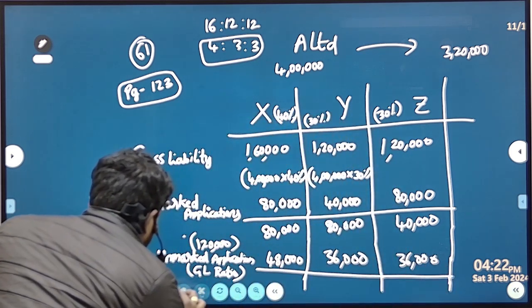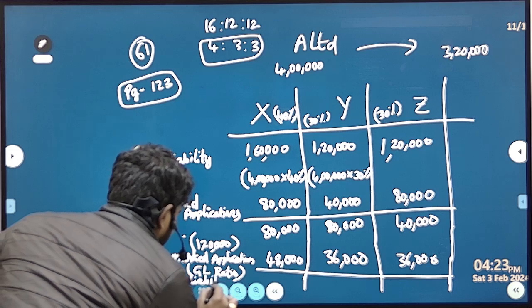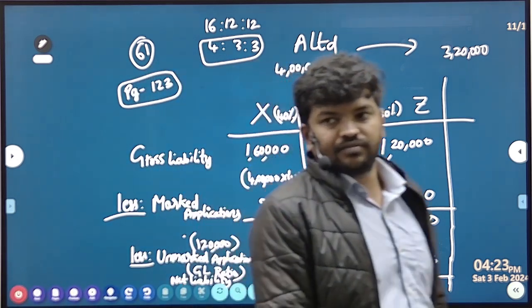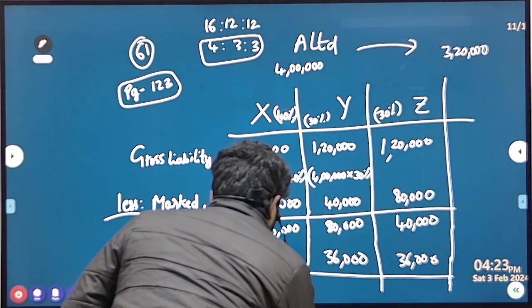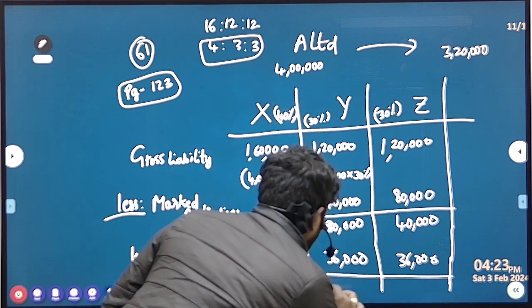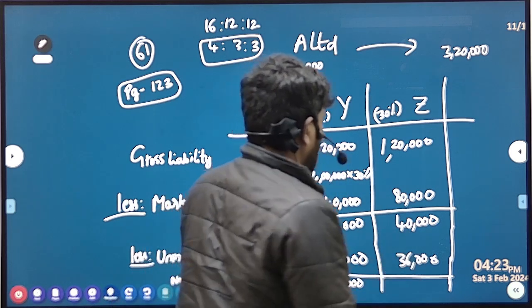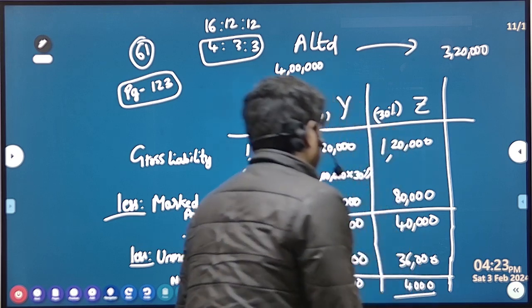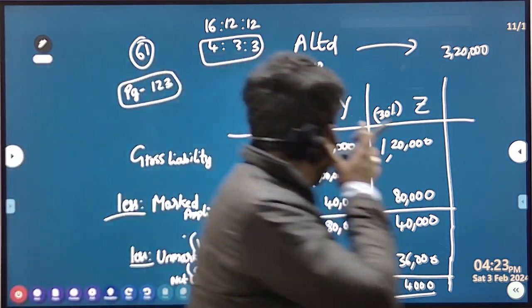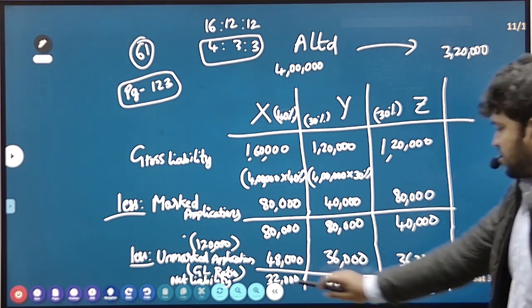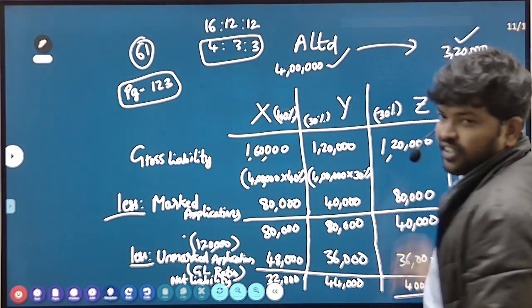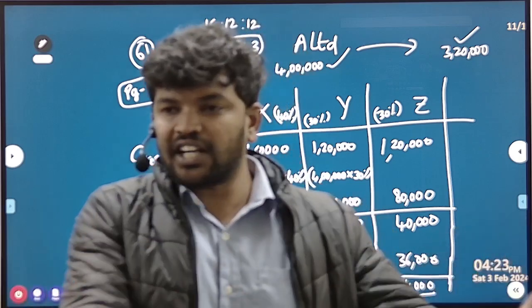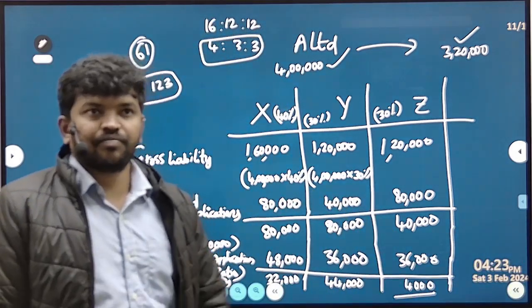Now here comes the final net liability. Tell me the net liability. 80 minus 48, how much? 32,000. 80 minus 36, 44,000. Here, 4,000. Total this, 32 plus 44 plus 4, how much? 80,000. 4 lakh issue, 3 lakh 20 applications were received, balance 80,000 underwriters have to subscribe. Understood?